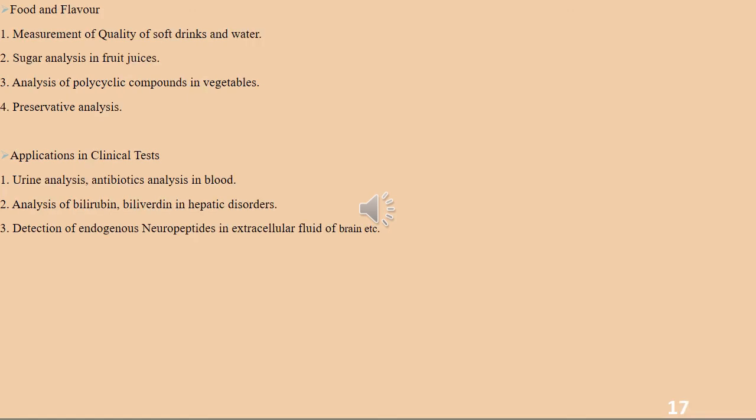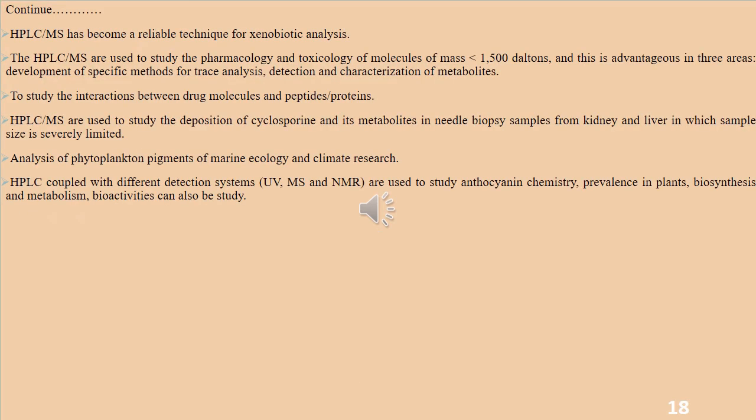Next is application in food and flavor: measurement of quality of soft drinks and water, sugar analysis in fruit juices, analysis of polycyclic compounds in vegetables, preservative analysis, etc. Application in clinical tests: urine analysis, antibiotic analysis in blood, analysis of bilirubin and biliverdin in hepatic disorders, detection of endogenous neuropeptides in extracellular fluid of brain, etc.